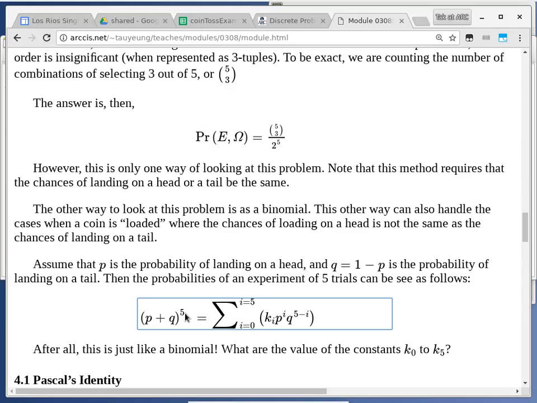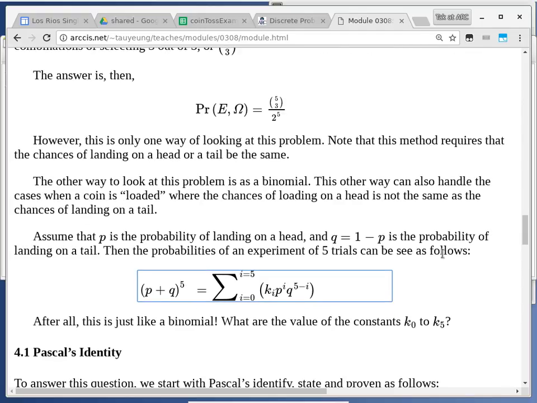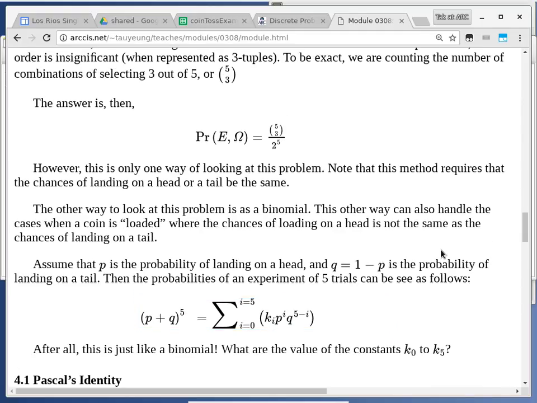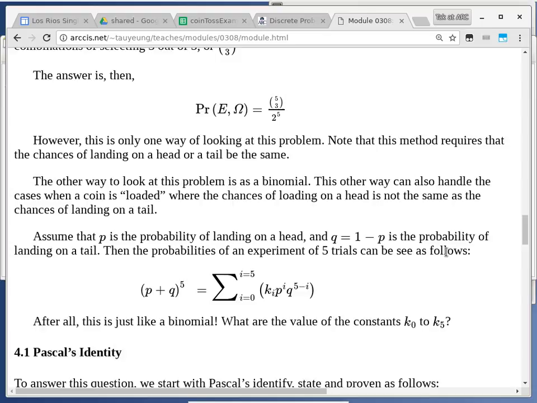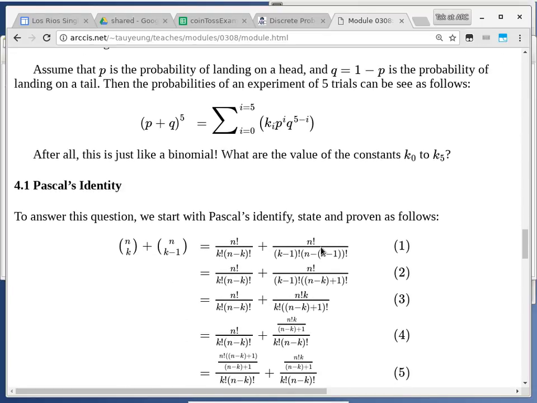Well, I mentioned binomial a little bit earlier, right? So that's why we have... What does Pascal have anything to do with that? I mean, you guys were reading ahead a little bit here. 4.1 is Pascal's identity. What is Pascal's identity? The one thing that you guys already know about Pascal is Pascal's triangle, right? But Pascal's triangle is a result of Pascal's identity. So let's check out Pascal's identity first. Pascal's identity.